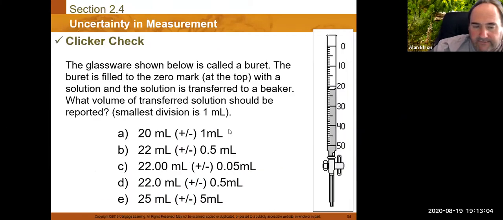So why don't you take a second here and figure out which one it should be based on what you see.